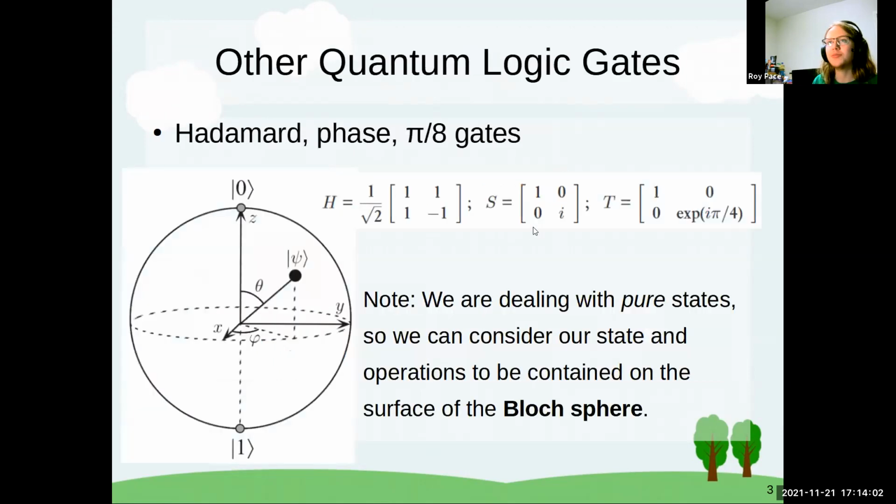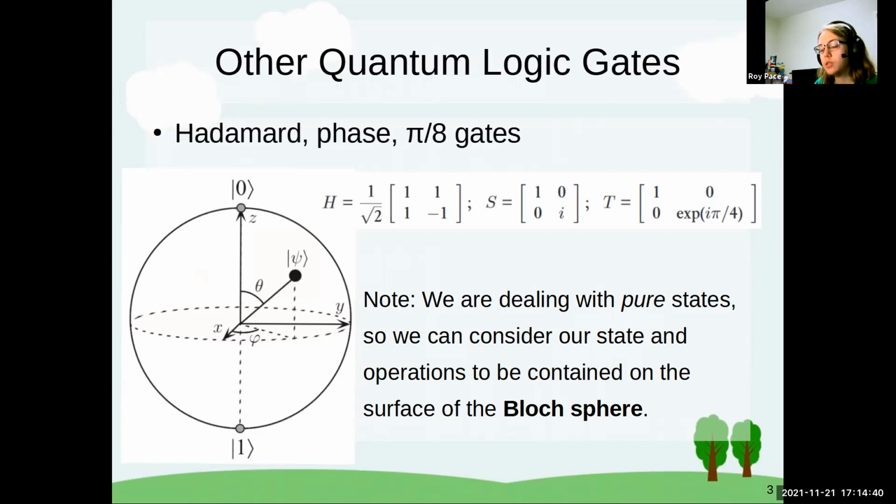All right. So there's more than just the Pauli gates. There are, I guess, an infinite number of potential quantum logic gates, but we're not going to go over all of them. Here I just showed you some of the really basic ones. So the Hadamard gate, you can sort of think of it as an entanglement inducing gate, the phase gate, and the pi/8 gate, which is like a rotation.